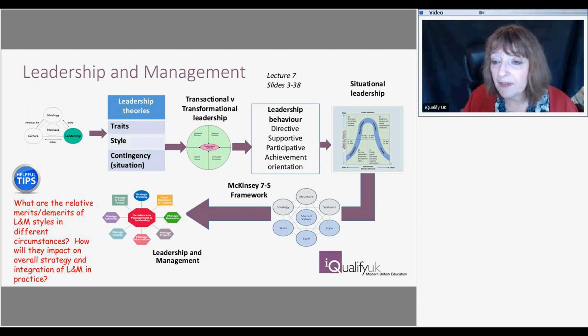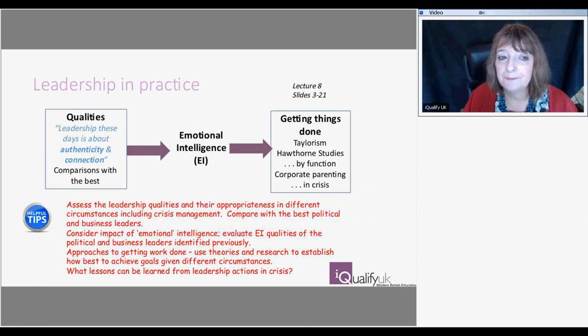They're lecture 7, 3 to 8. So in lecture 8, 3 to 21, we looked at leadership in practice. So leadership in action, or something like that, you can call it, in practice.